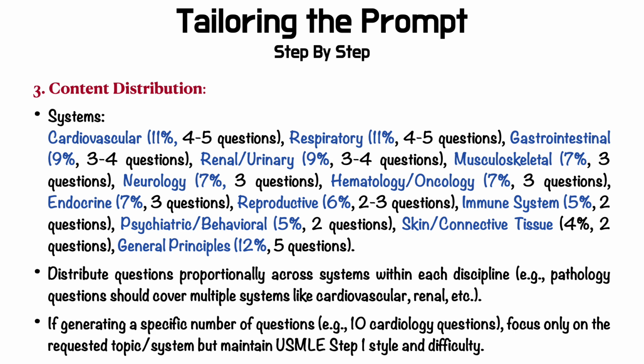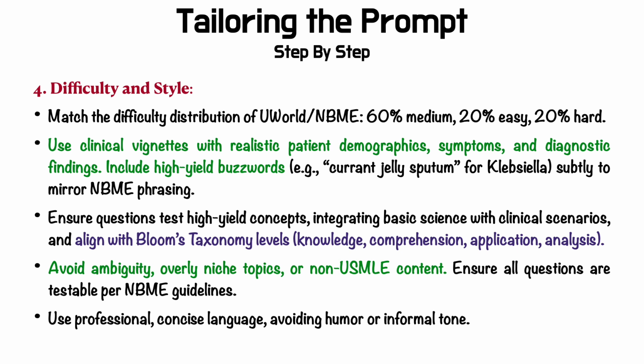Now we'll talk about style and difficulty. You can't just ask for all hard questions, like 100% hard, because the difficulty distribution of UWorld or NBME is about 60% medium, 20% easy, and 20% hard. That is how the question block should be maintained. So difficulty and style is a very much needed portion of this prompt, and we are tailoring the prompt on the basis of that too.